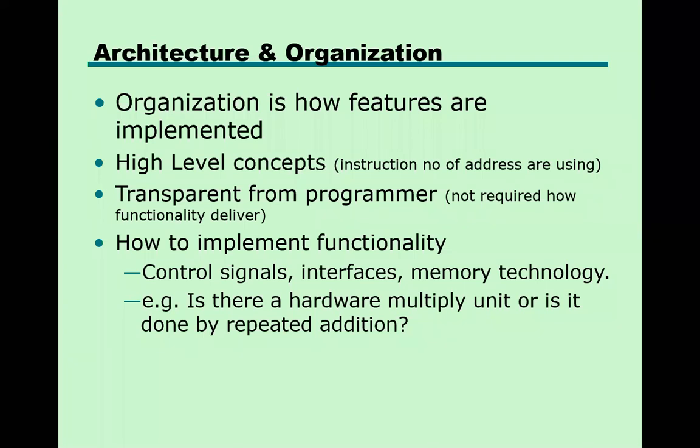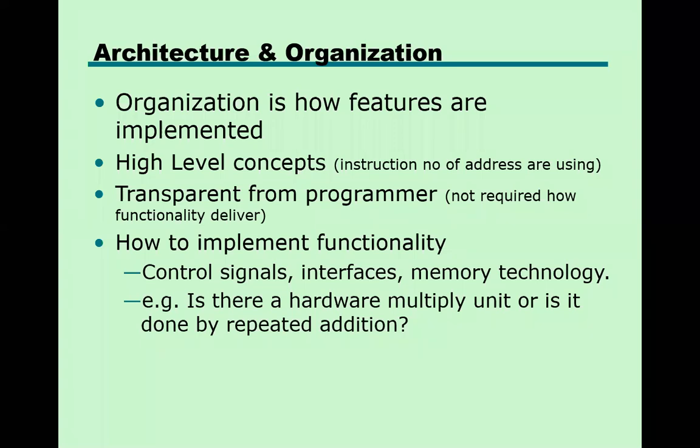For example, we are multiplying directly by using hardware, or we are adding the same number multiple times, and in this way we are getting a multiplication. So how it is implemented is the concern of organization. Your architecture is a lower level concept, but the organization is a higher level concept, like the instruction and the number of addresses we are using. For example, if you are using any instruction, the number of addresses we use to execute that instruction is transparent to the programmer.